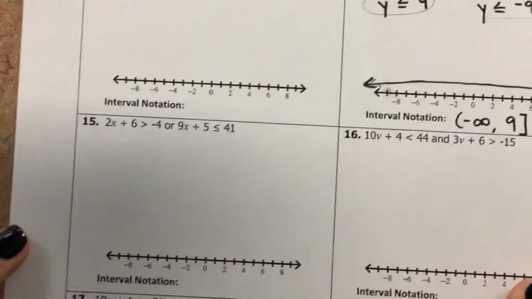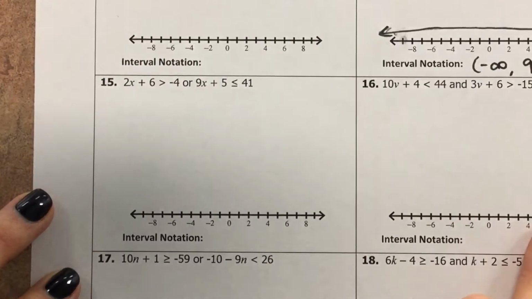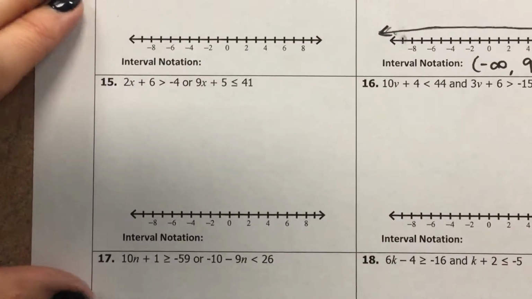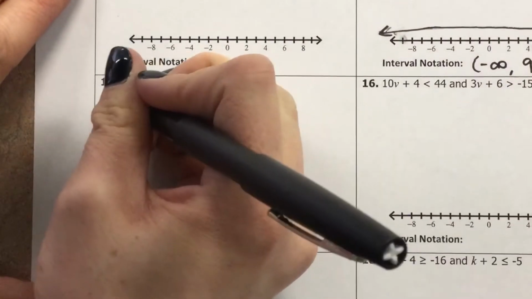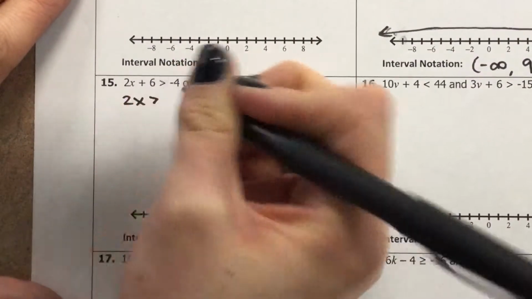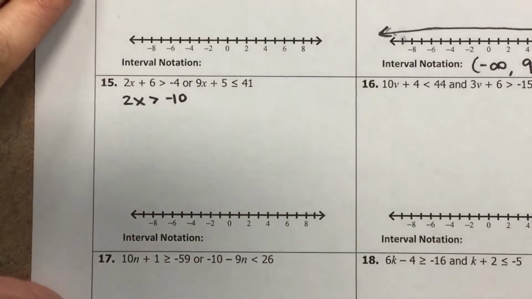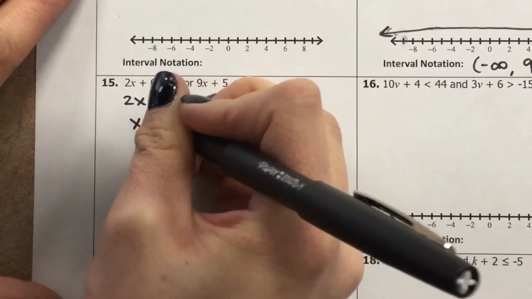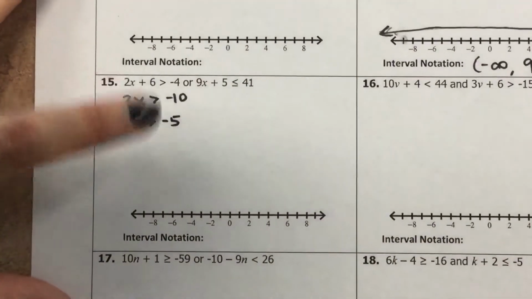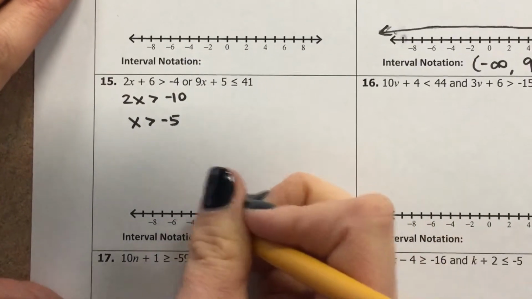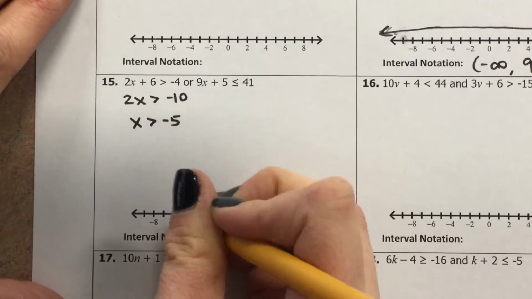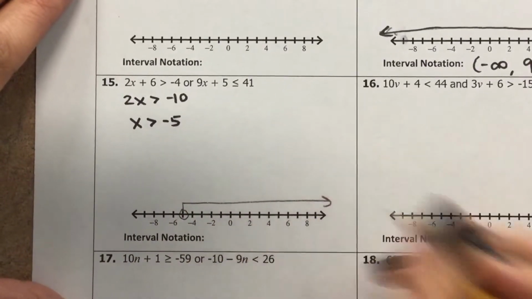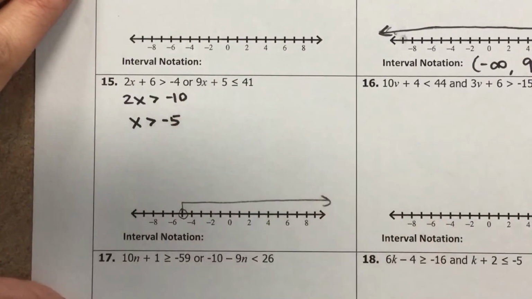We're gonna look at the very next one, number 15. This is another or. We'll see how this one plays out. So solve both of these. I'm gonna start by subtracting 6 from both sides. So negative 4 minus 6, and then divide by this 2. So negative 10 divided by 2. And again, this is an or, so feel free to just put it all in one number line. So negative 5, greater than, goes off to the right.